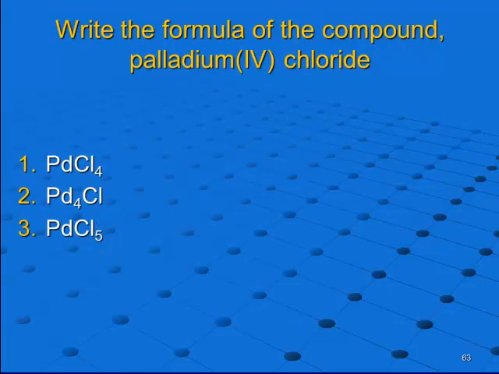Second example, palladium and chlorine. The name, because it's a transition metal, we have to specify the charge. So I'd be giving you this name, palladium(IV) chloride. You'd want to tell me what the formula is. Because the palladium in the name says it's 4+, and you look on the periodic table and find out chloride has a charge of 1-, it must be PdCl4. Choice number 1.